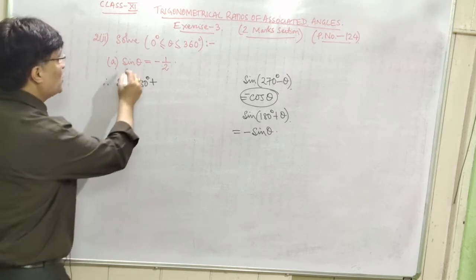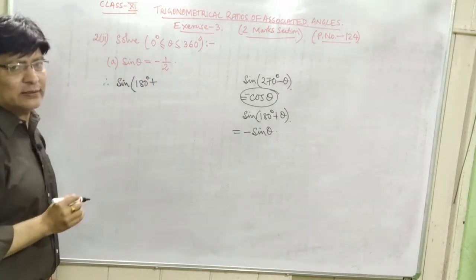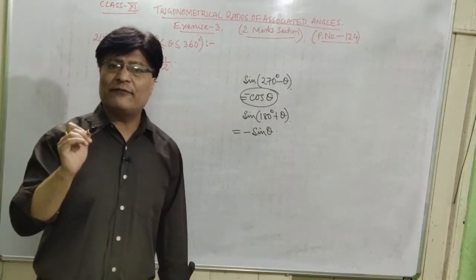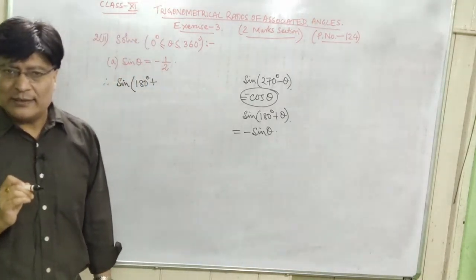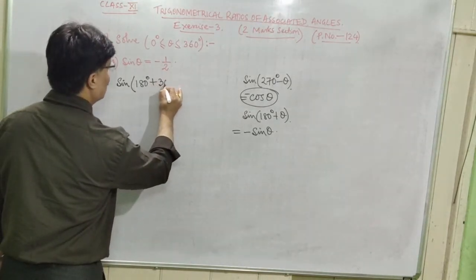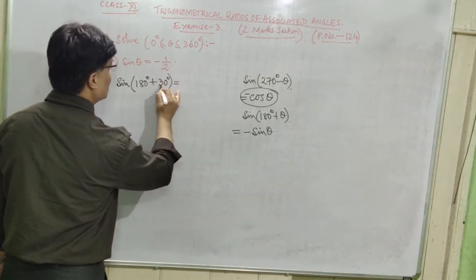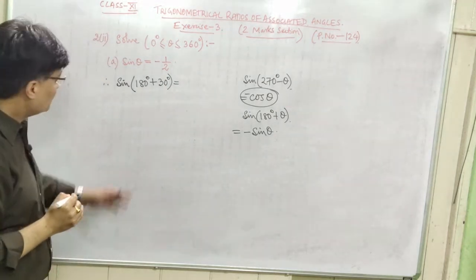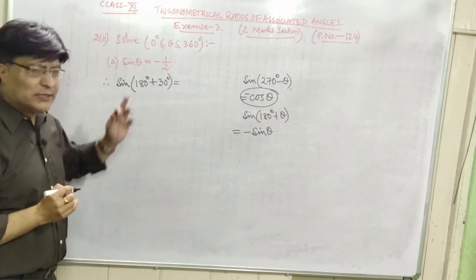Now sine of which angle is half? You should know that. You know that in class 10, sine of 30 degrees is half. So you should write here sine 30 degrees, that is your theta. So it is sine of 180 degrees plus 30 degrees.